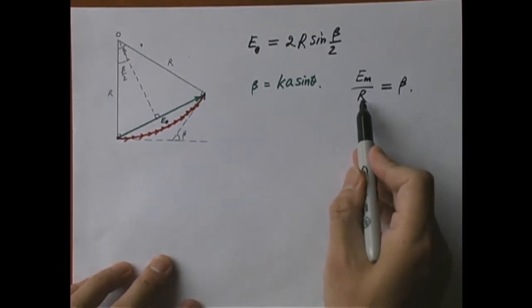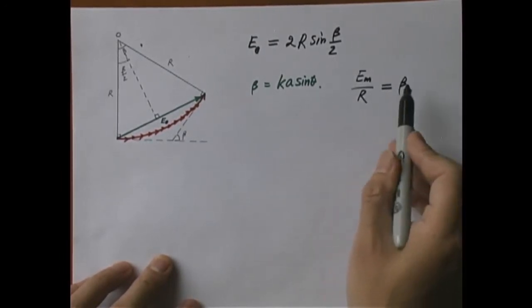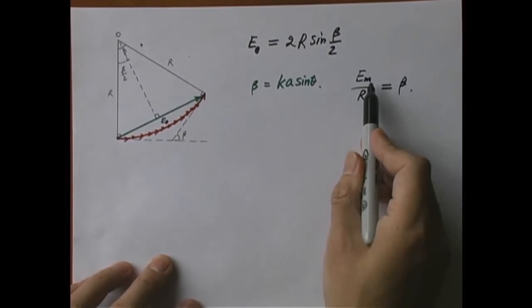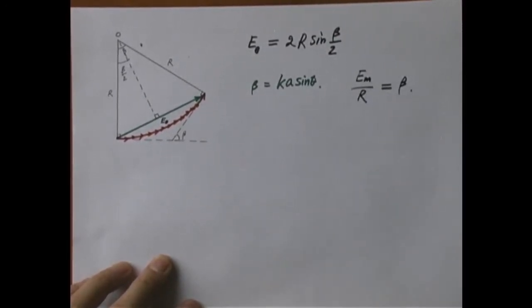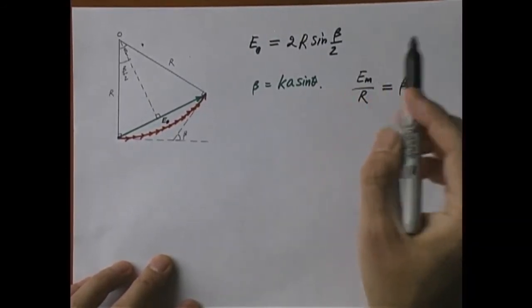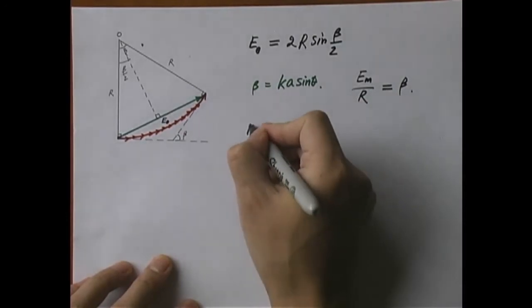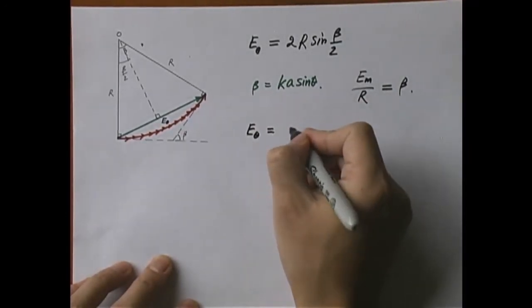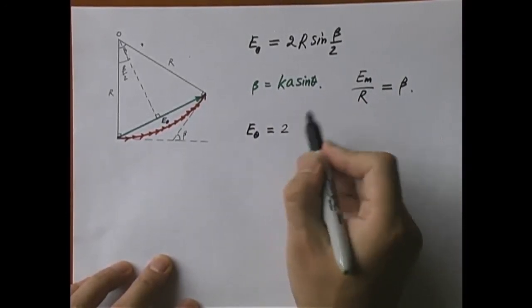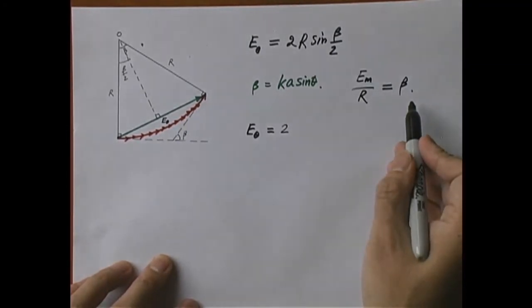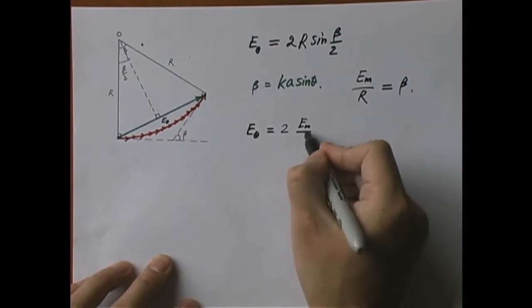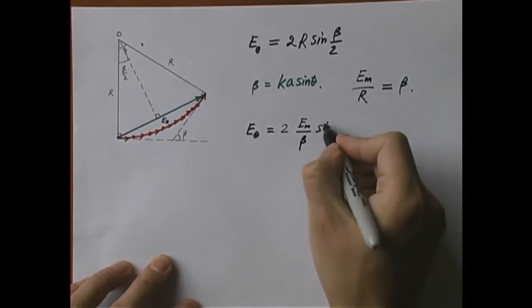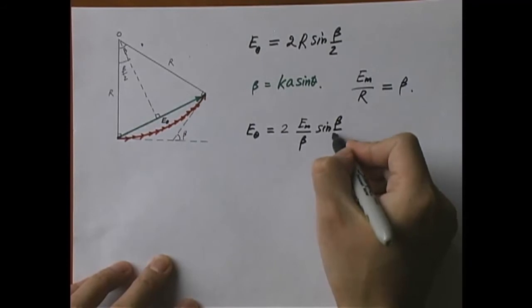And this tells me that I can replace r with beta over E maximum. Okay? And the nice thing about that is that E maximum is a constant. It has nothing to do with beta, has nothing to do with alpha. Plug that in here, then I get E theta equals what? 2 r. R itself is E maximum over beta, so E maximum over beta. And then sine beta over 2.